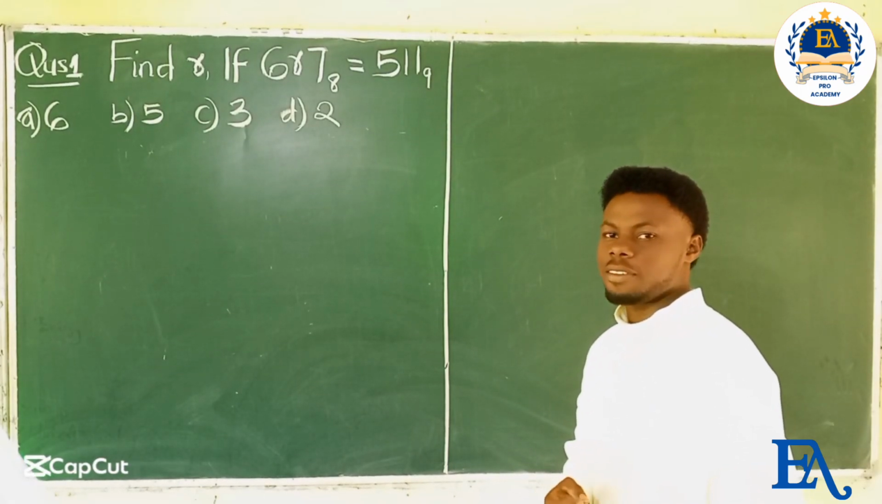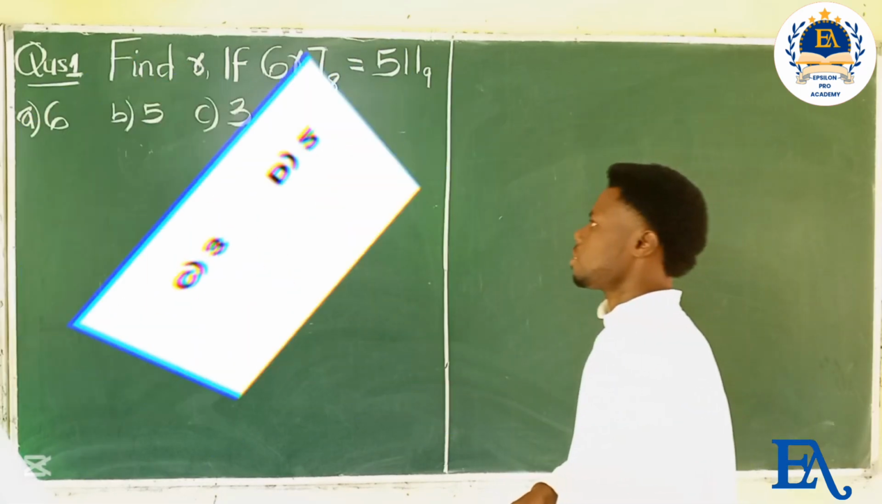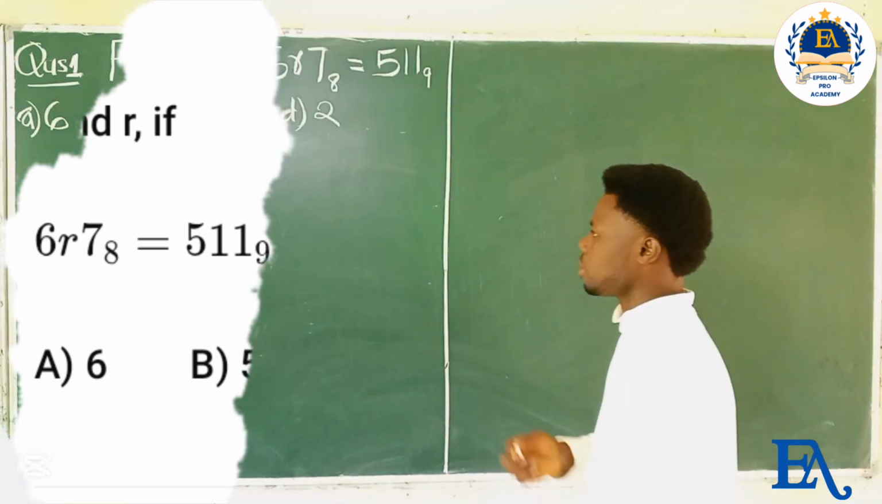So let's consider the first question under mathematics. The question is, find R if 6R7 in base 8 is equal to 511 in base 9. Option A is 6, option B is 5, option C is 3, and option D is 2.